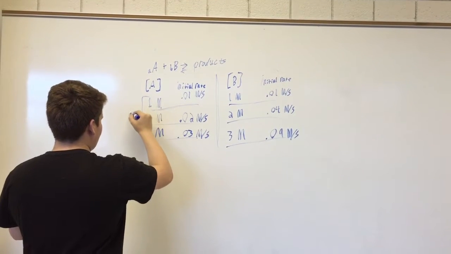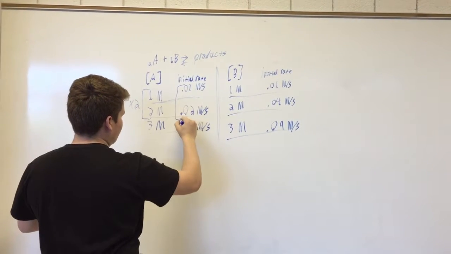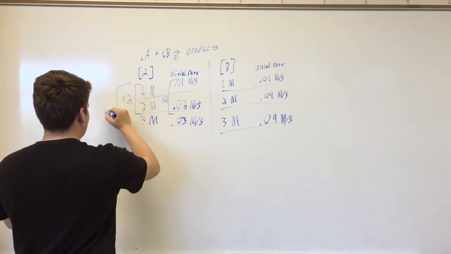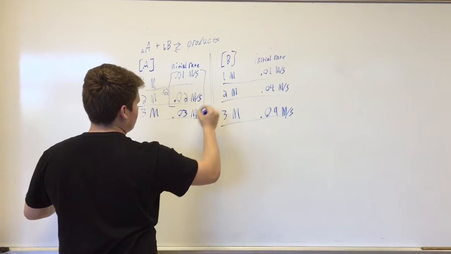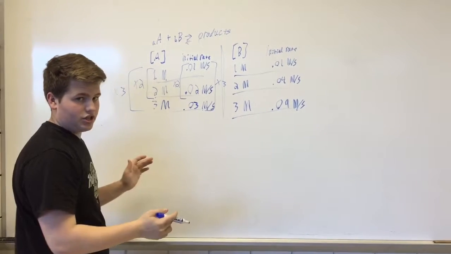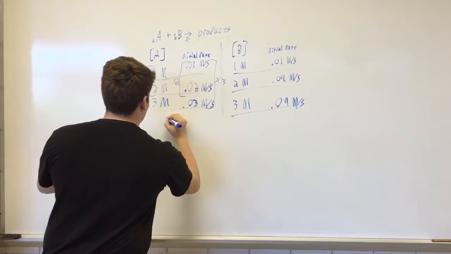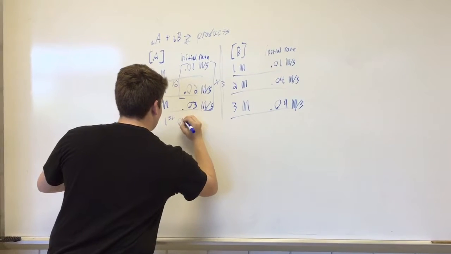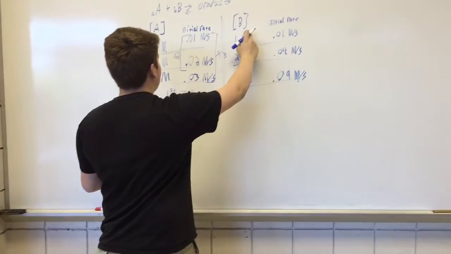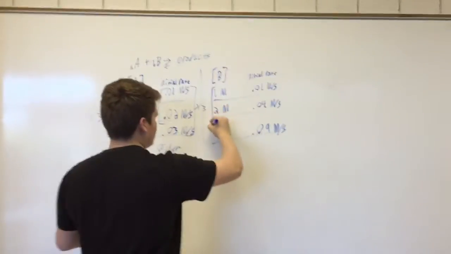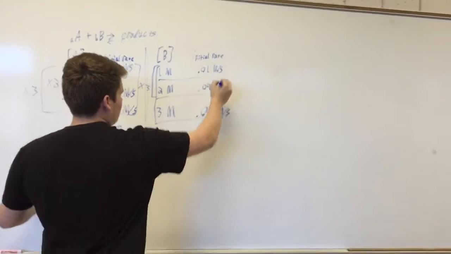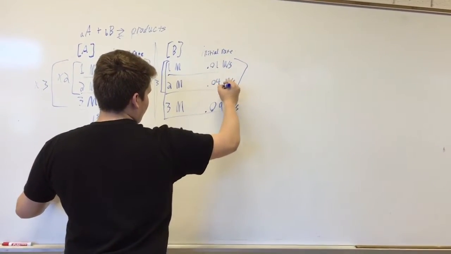So here, when the concentration goes up by 2, the rate goes up by 2 as well. And when the concentration goes up by 3, the rate goes up by 3 as well. Since there's a direct correlation between how much they're changing, this one's just going to be first order. And for B, we have the same concentrations here, 1, 2, 3, and when the concentration is doubling, the rate is going up 4 times.